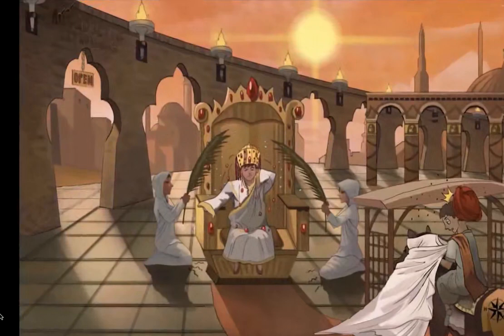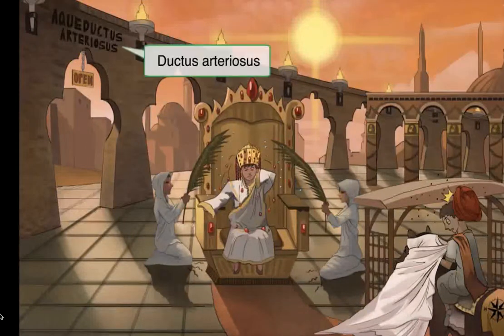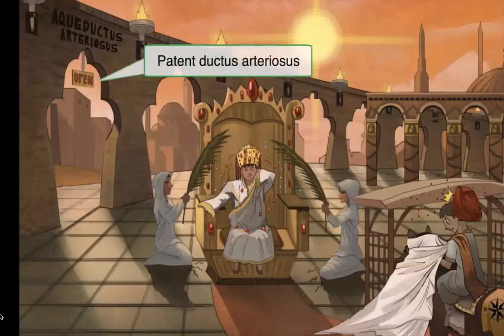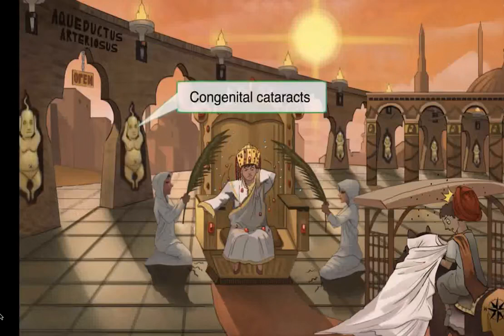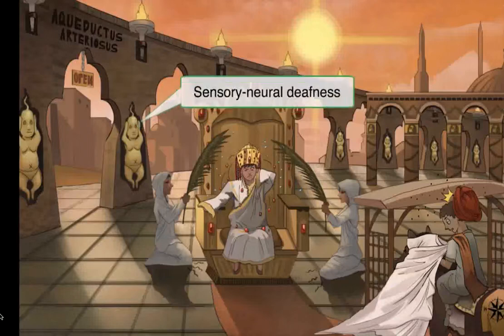We've made this wall back here look like a Roman aqueduct, and we'll name it aqueductus arteriosus. Of course, to remind you of ductus arteriosus. We've added an open sign underneath so that you remember that ductus arteriosus is patent. Also on the wall, we'll have these little baby sculptures with creepy, staring blank eyes to remind you of congenital cataracts. These little babies are also covering their ears to help you remember the sensorineural deafness caused by rubella. So that's the classic triad.